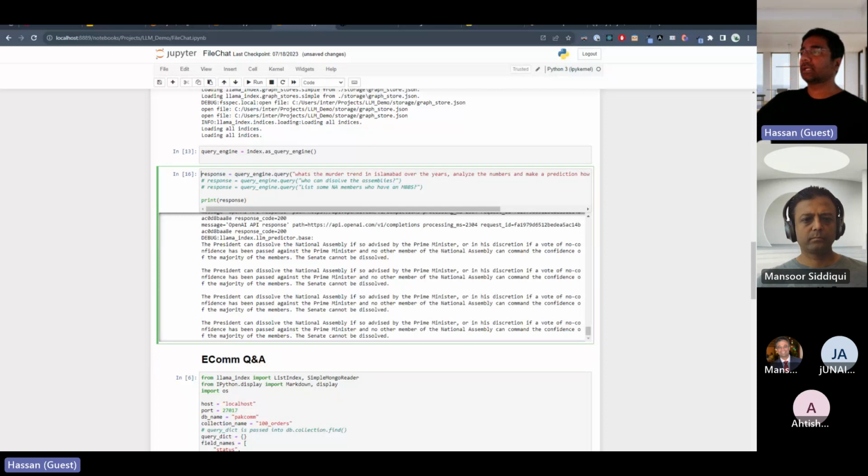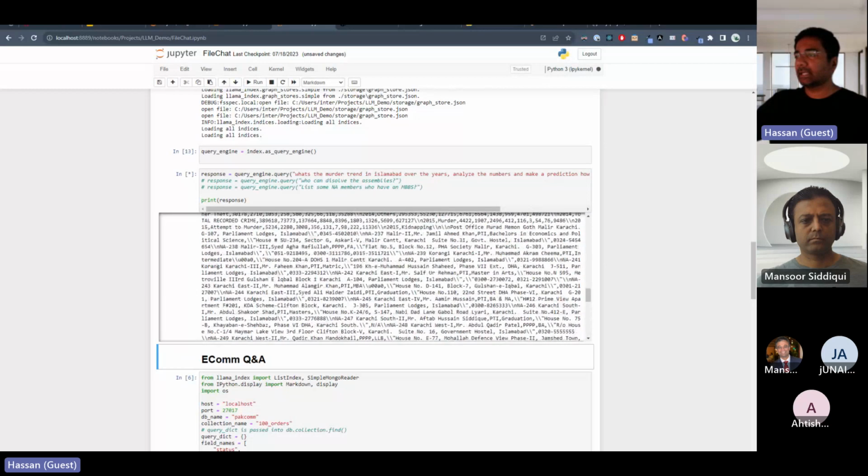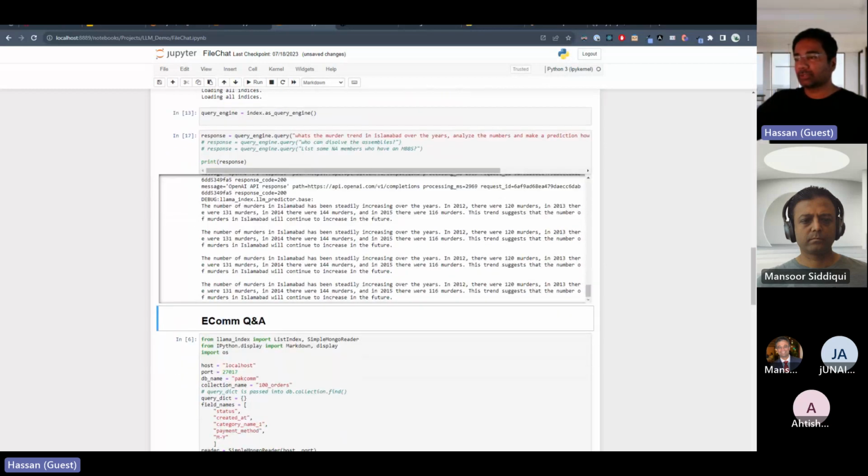And what's the murder trend in Islamabad over the years? Analyze the numbers and make a prediction of how this number will change with time. So here we are asking it to do some logic and analysis as well, not just looking up raw information. Now LlamaIndex tells it that this information is found in the crime CSV, and then it responds with the number of murders in Islamabad has been steadily increasing over the years.